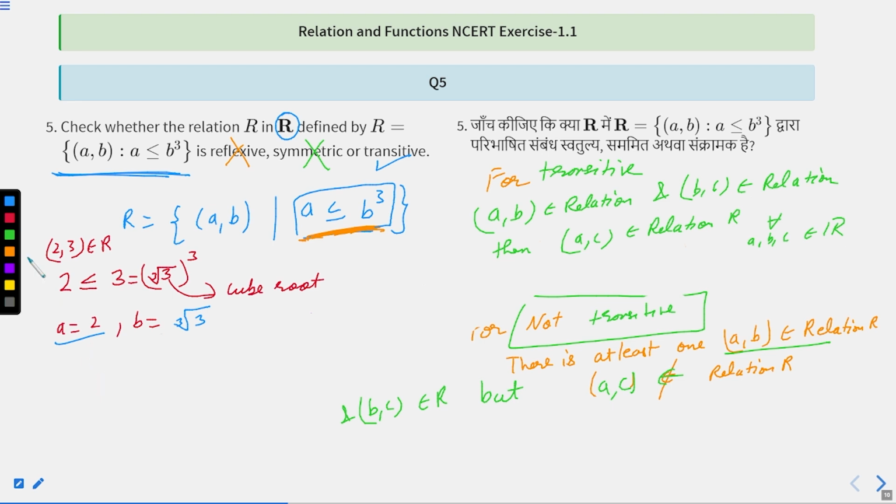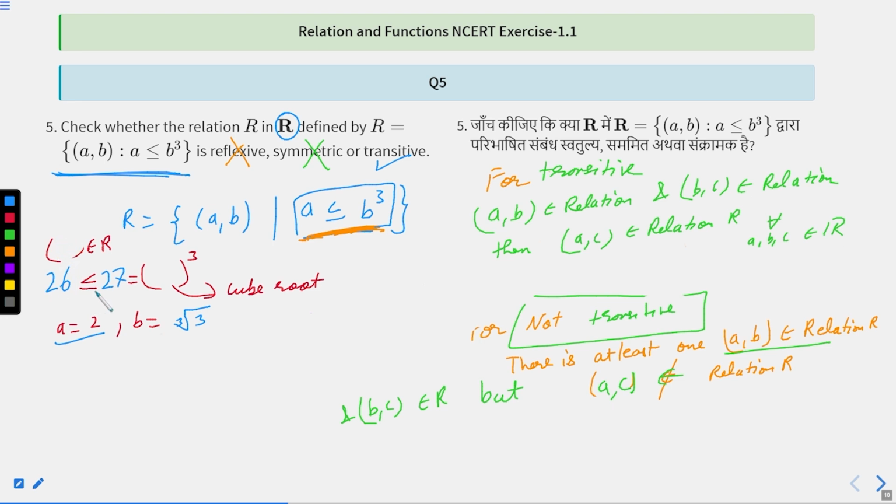Now, accordingly I will choose b and c. We know b is the cube root of 3. Okay, so let's take another one, as you can understand easily. I'm taking this as 26, this as 27. You will see why I am taking these numbers.